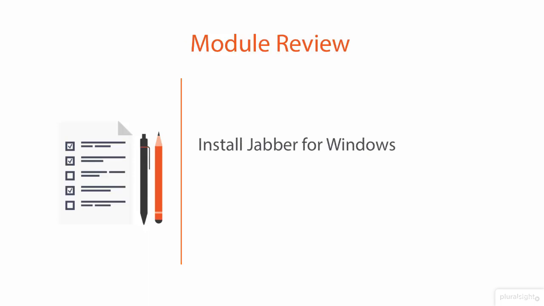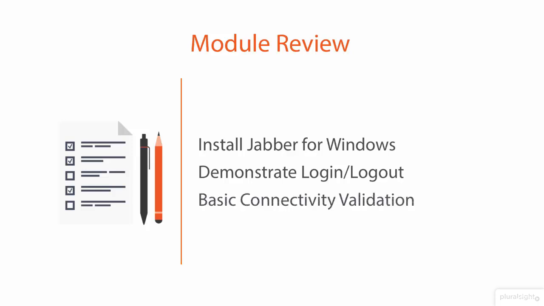In this module, we covered basic installation processes for Jabber for Windows using the custom MSI we previously generated. We demonstrated how to log in, log out, and exit the Jabber application so that you understand what's different in its behavior between those various modes. And we showed you how to use the Show Connection Status menu option to do basic connectivity validation for each of the systems that Jabber for Windows is responsible for communicating with.